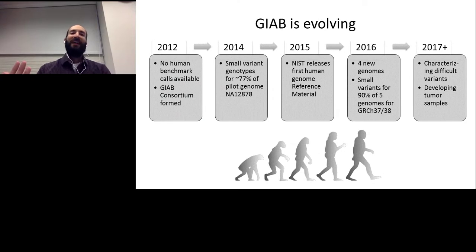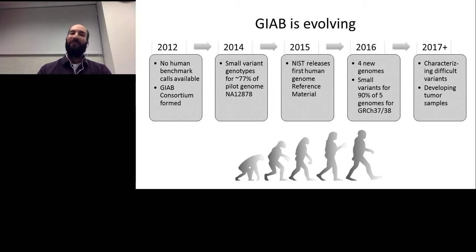So Genome in a Bottle has evolved from when it first started in 2012, where really there were no human benchmark calls available. So we formed the Genome in a Bottle Consortium. This consortium includes people developing sequencing technologies, people from other government institutes, and a lot of bioinformatics developers, both at academic labs as well as companies, and also people developing reference samples and clinical laboratories.